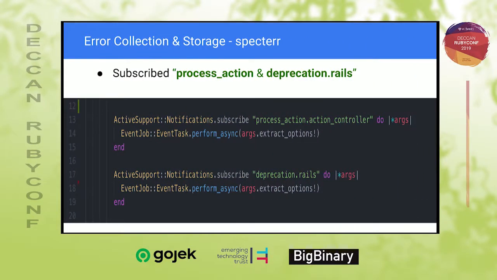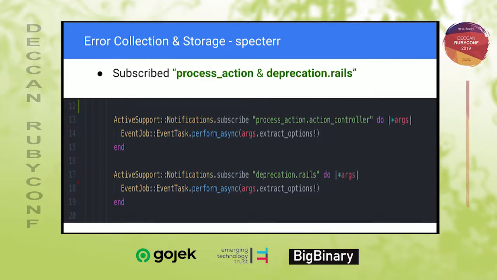So by this moment, we are aware that there are default hooks in Rails, and we can have our custom hooks as well. Inside this gem, Specter, we are listening to two particular hooks: process action, which is associated with the controller, and deprecation.rails. This piece of code is in the initializer part of the gem. So we are listening to these two particular hooks. Whenever there is an event inside a controller, we'll get notified.